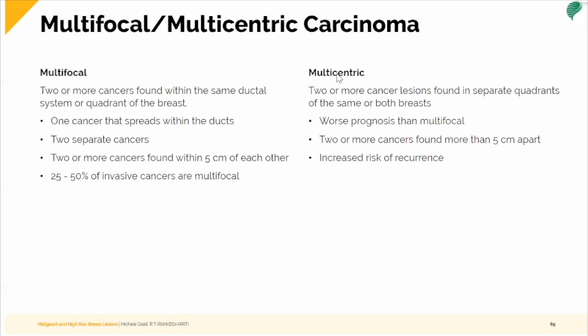They are multifocal. Multicentric means 2 or more cancer lesions found in separate quadrants of the same breast, or both breasts. Worse prognosis than multifocal. This is again 2 or more cancers found more than 5 centimeters apart. So if it's in the same breast, more than 5 centimeters apart, different quadrants, or it's found in both breasts, it is then called multicentric. If it is multicentric, there is an increased risk of recurrence.